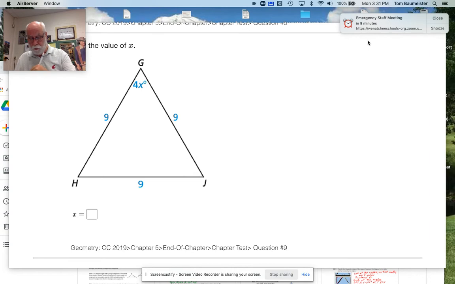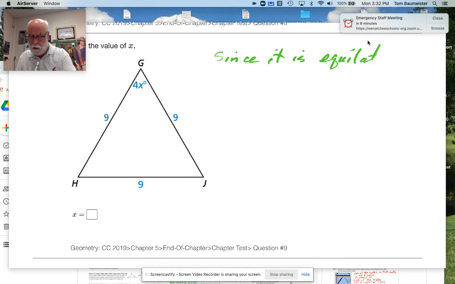Let's change from the pukey brown. So let's go to green. Right, find the value of X. So on this one right here, you know that all the sides are the same. So since it's equilateral, we know it's also equiangular.